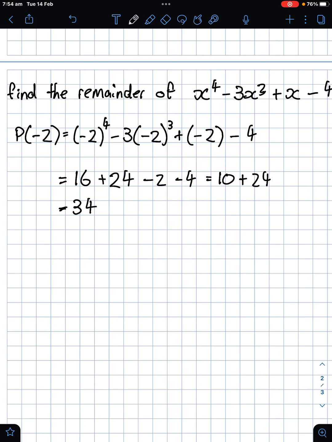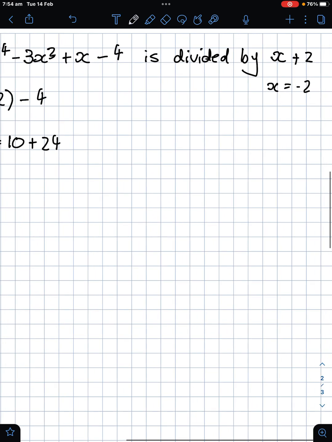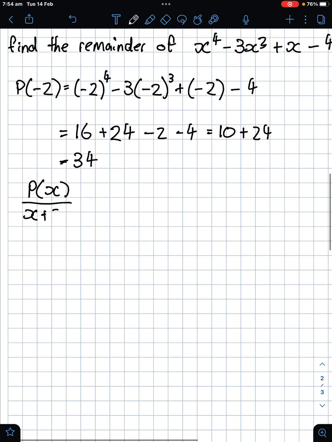So then we have, realistically, in this space here, P(x) divided by x plus 2 would have a quotient plus a remainder divided by x plus 2, or we could change the form of that. We would state this as: when x to the power of 4 minus 3x cubed plus x minus 4 is divided by x plus 2, the remainder is 34. And we use the remainder theorem, so we'd put that in brackets.